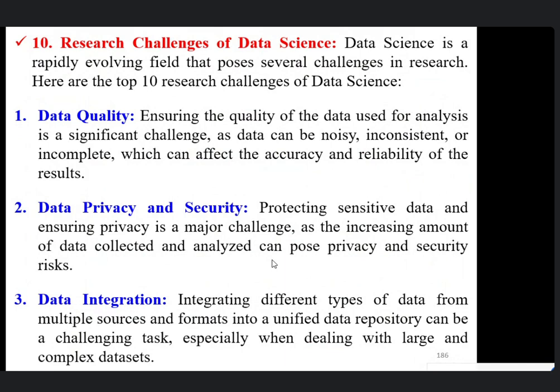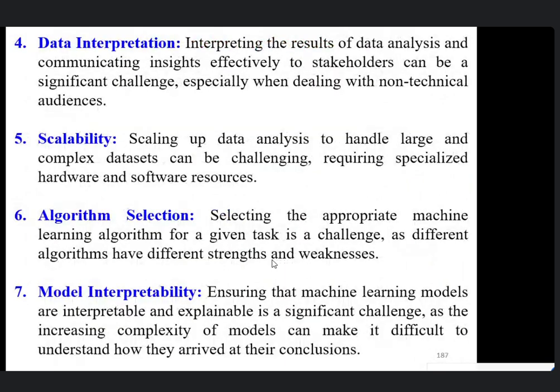Then data integration is nothing but combining different file types of data from multiple sources and formats into a unified data repository, which can be a challenging task, especially when dealing with huge and complex data sets. Data interpretation means we are converting one format to another, and communicating insights effectively to stakeholders can be a significant challenge, especially when dealing with a non-technical audience.